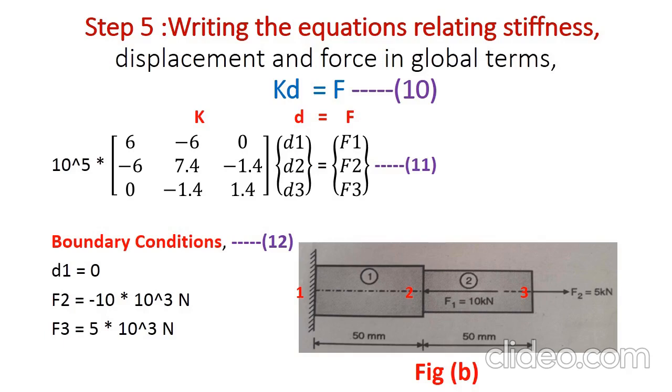It is acting towards the LHS, therefore it will be written as minus 10 into 10 raised to 3 Newton, while f3 means the node at point 3, in the diagram it is located as f2 with magnitude 5. It is acting towards the RHS. We will consider positive magnitude plus 5 into 10 raised to 3. These three boundary conditions we will apply in equation number 11, that is KD equal to F.